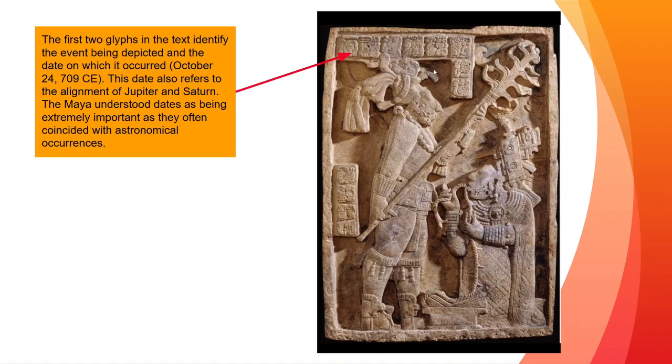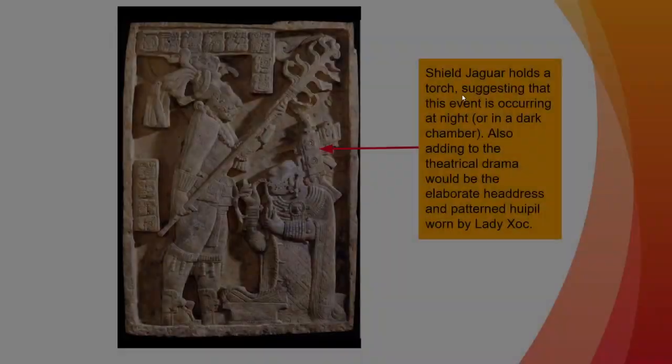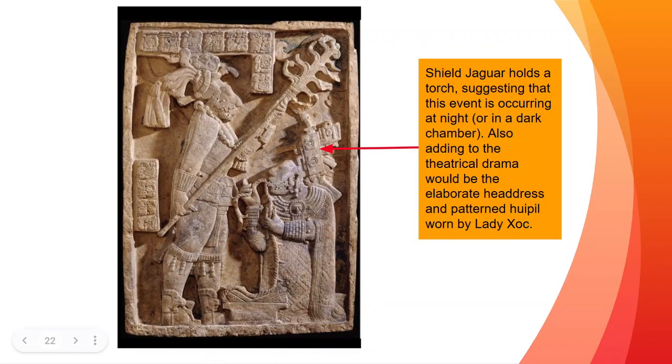The Mayans loved studying the stars, very important to their culture, and we're seeing that right away in how they define their dates. Then we're seeing Shield Jaguar here holding a torch, suggesting that it's occurring at night, right? So this is happening in the dark or in a dark chamber. It's dramatic, it's theatrical. We gotta add our lighting, so that gives us a sense of the mood of the lintel.